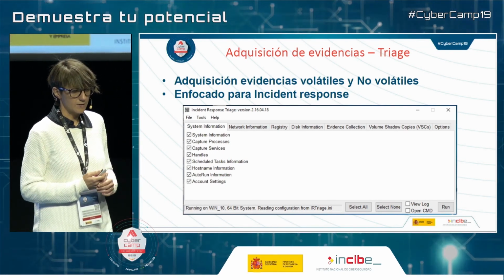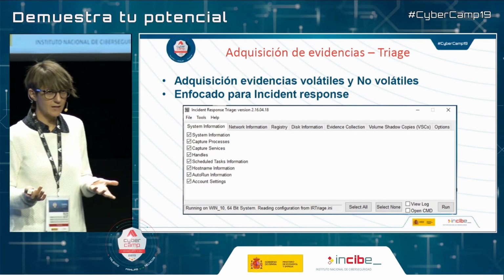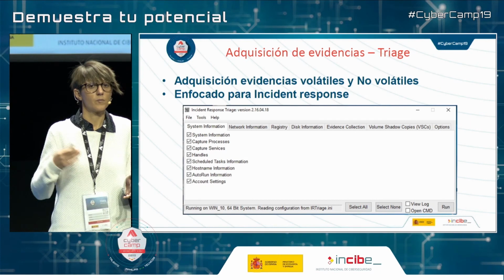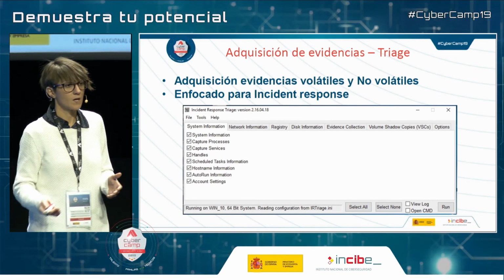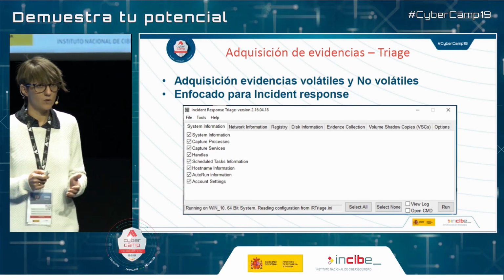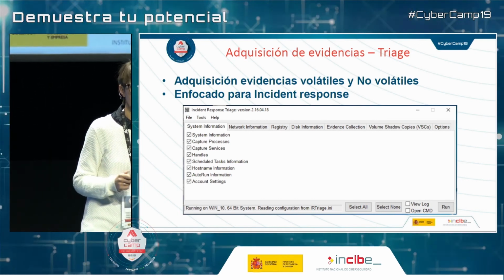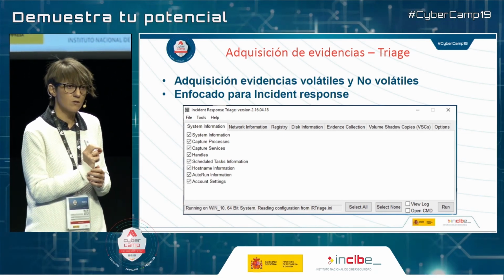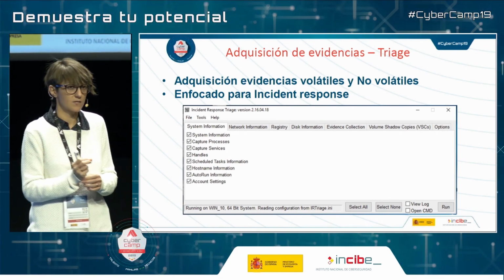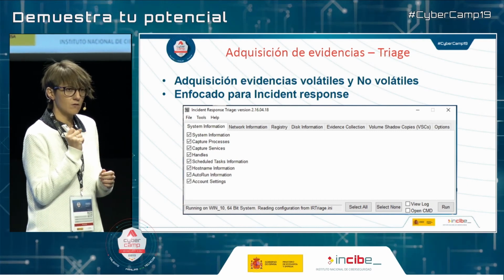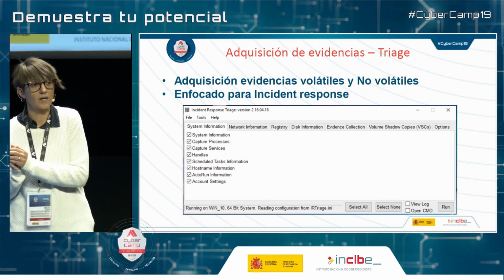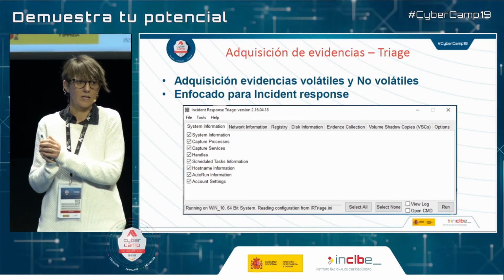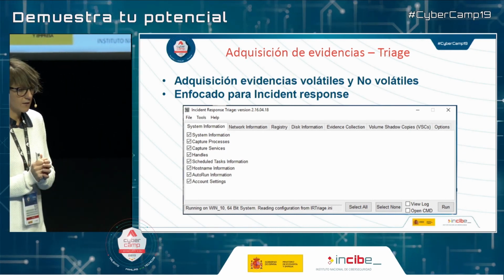Now, concerning incident response, we have Triage, which is basically getting evidence to solve an incident, but without cloning the drive. So what these tools do, and here's a snapshot of Triage, is take the fundamental elements from a forensics point of view for a Windows system. It gets the information and saves it in a folder, and then we analyze the information contained in that folder.